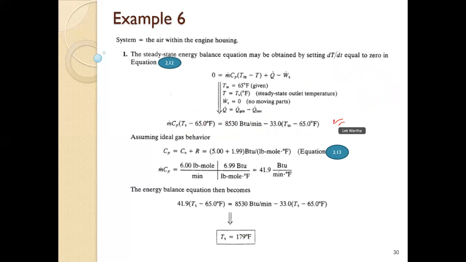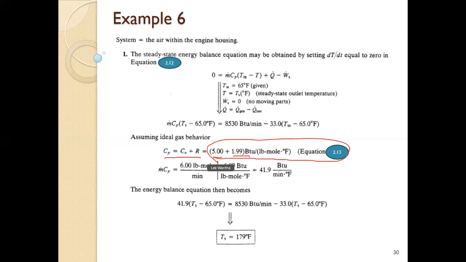Get this equation. For this case, you can assume the ideal gas we have here. And you know from the slide that I talked to you about how to calculate the specific heat: CP equal to CV plus R. You know CV already, plus R. And then calculate for MCP.